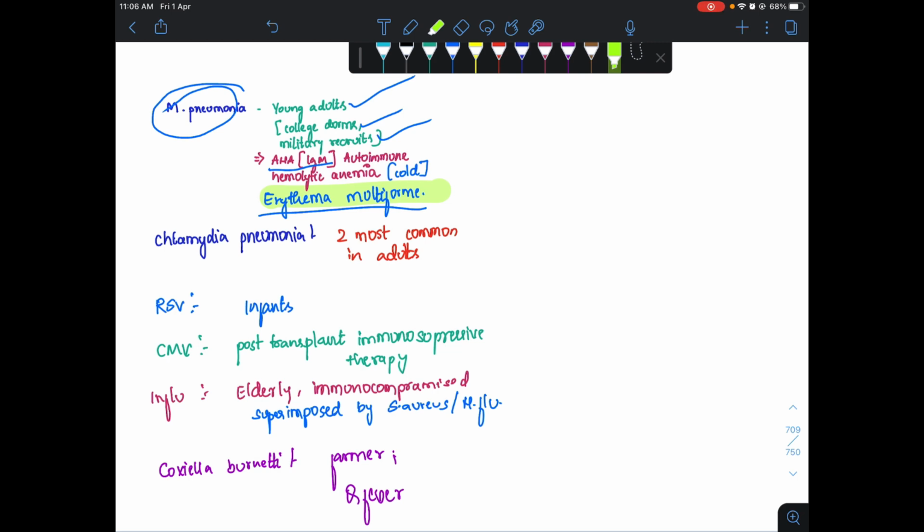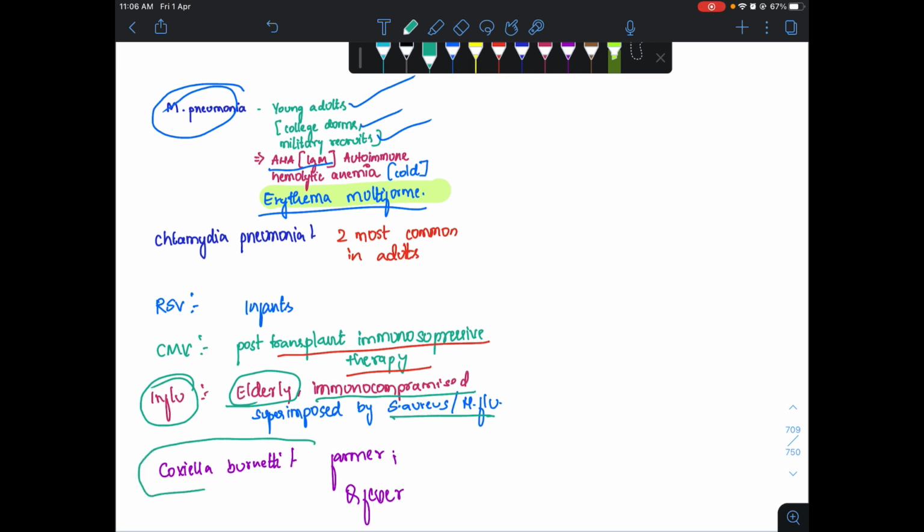Next we have RSV. This causes pneumonia in infants. CMV, this causes pneumonia in post-transplant immunosuppressive therapy. And next we have influenza. This is a virus. This mainly occurs in elderly people and immunocompromised people. And after infection by this influenza virus, there will be superimposed infection by Streptococcus pneumoniae and H flu, that is Haemophilus influenzae. Next we have Coxiella burnetii. This mainly occurs in farmers and bird fanciers, and this causes Q fever.